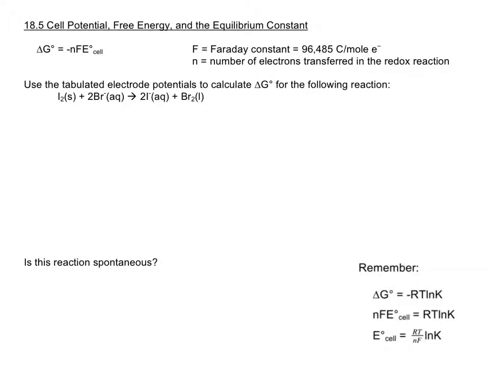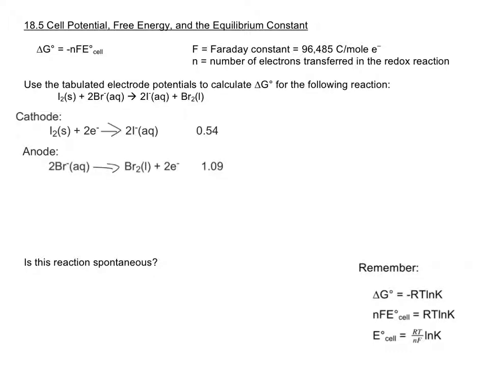So in this reaction, I2 plus 2 electrons going to 2I minus is our reduction, so that's going to be our cathode, and the reduction potential for that is 0.54. Okay, and then for the anode, we have 2 Br minus going to Br2 plus 2 electrons, and the standard electrode potential for that is 1.09. So if we do cathode minus anode, we get that our E cell is equal to negative 0.55.